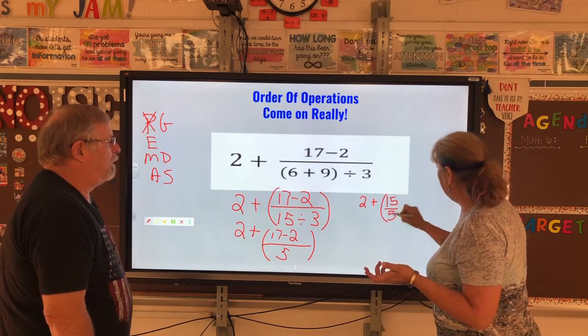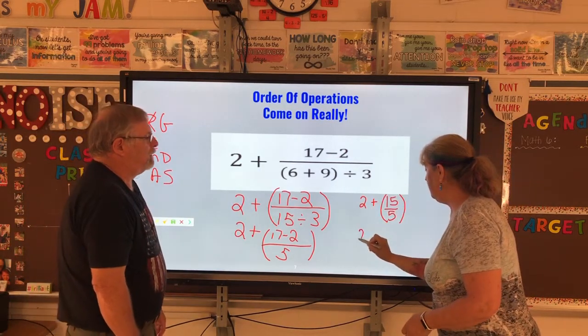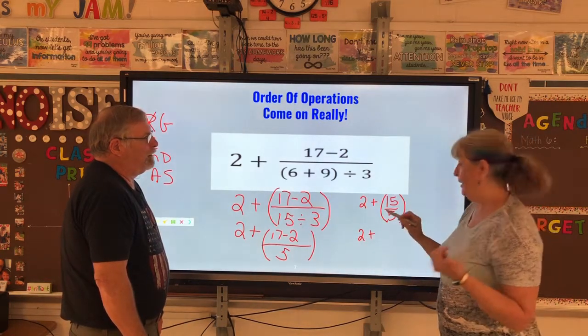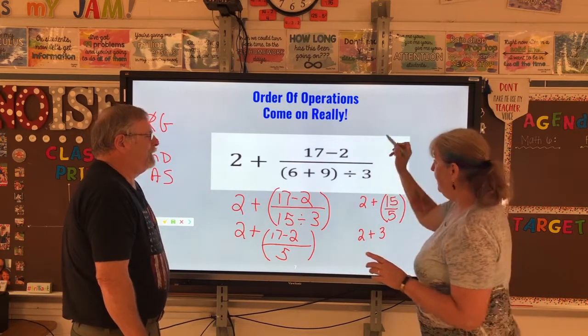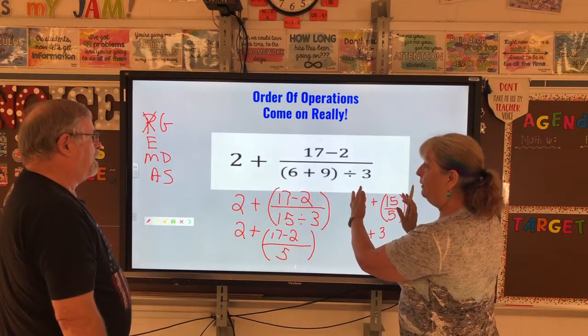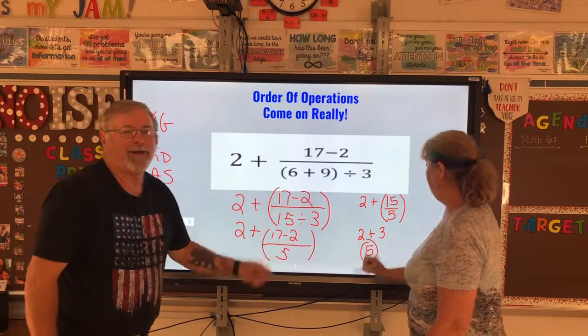This is still a grouping. I don't have a single number there, so 2 plus 15. Oh my gosh, this is going to be an easy answer. 15 divided by 5 is 3. Woohoo! Now I'm down to, let's see, we had no exponents. We did all of our grouping. No multiplication. Now we're down to just addition, and our final answer is 5.